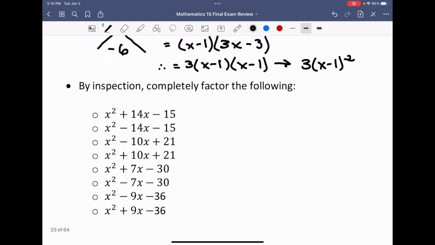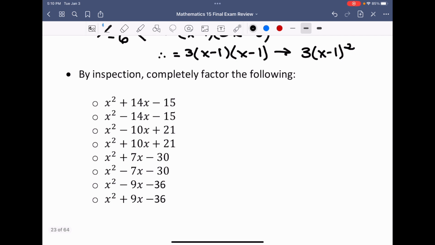Okay, by inspection. Inspection means that the coefficient of A is 1. So when they say by inspection, this means A is equal to 1, which we can clearly see in all these examples here. If you go down this entire list, the coefficient of x squared is 1. Now, when they say inspection, that just means we need to figure out what multiplies to make the number, adds to make the middle number, and then figure out what those two factors are.